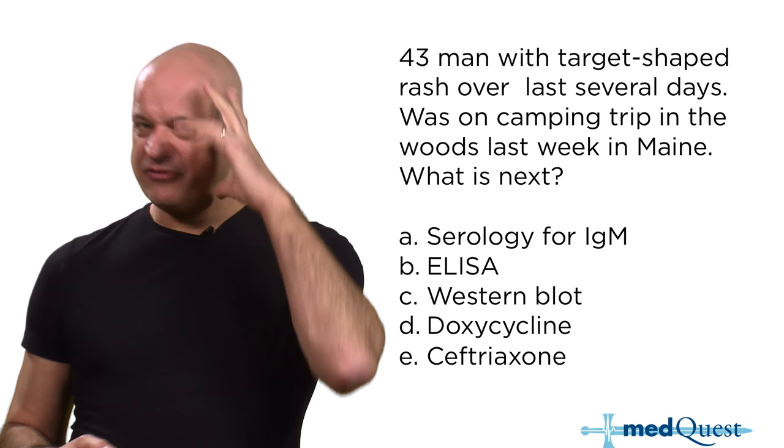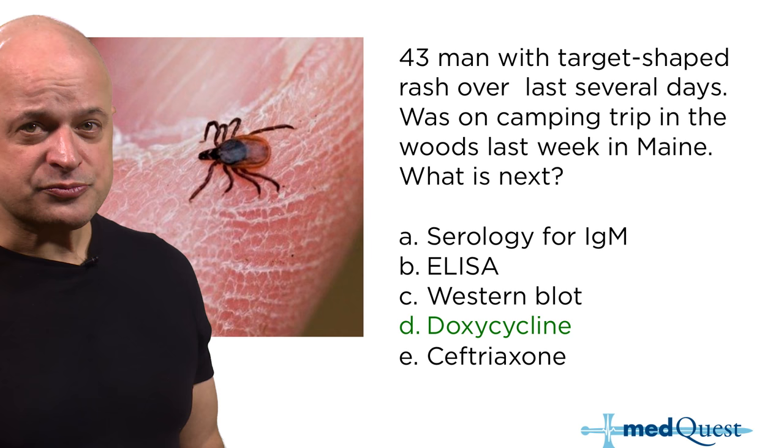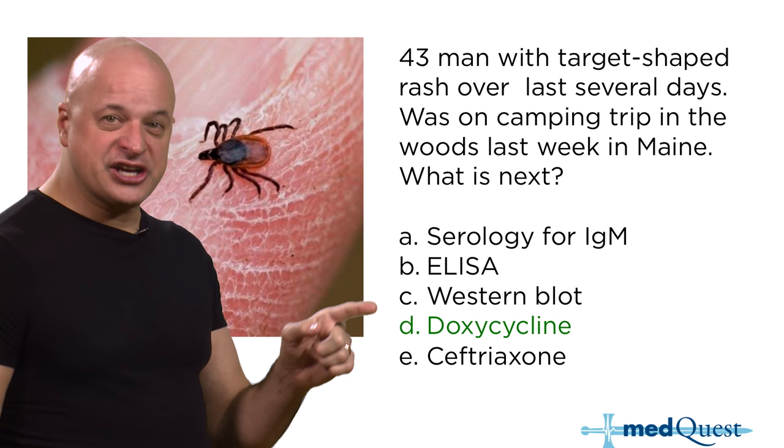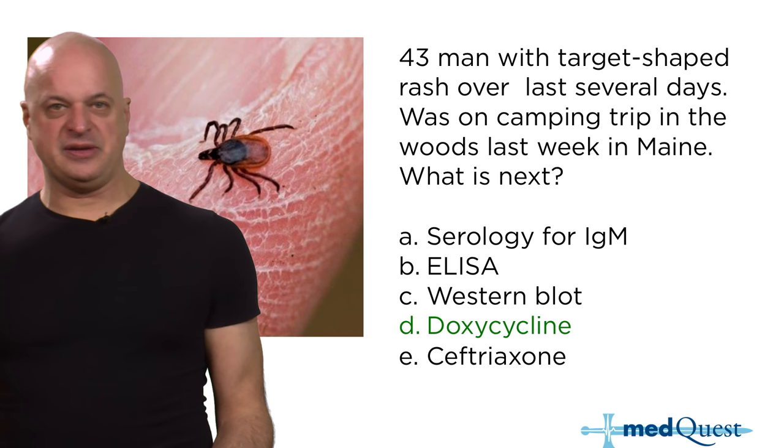Now, when you have a target-shaped lesion, this is more specific. You don't have to do serology when you have a target lesion. You should go straight to therapy. Where you have to do serology, the ELISA and the Western blot, is when you have the facial palsy or the joint pain or the cardiac problems, because there are lots of causes of AV block. You're not going to jump straight to say, hey, that AV block must be Lyme. You have to confirm that.